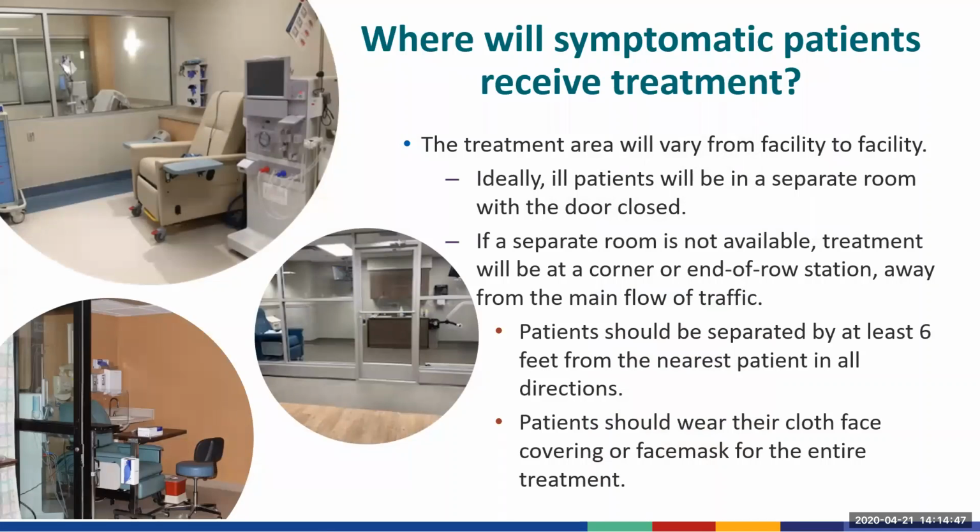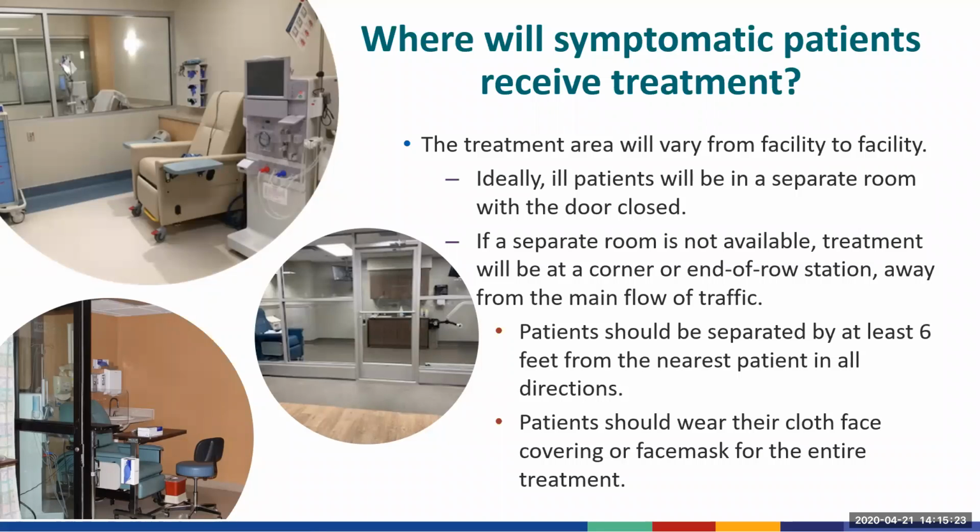As mentioned multiple times throughout this video, patients with symptoms should be wearing a cloth face covering or face mask and brought to their designated treatment area as soon as possible. Where symptomatic patients are placed for treatment will vary from facility to facility. Ideally, ill patients will be in a separate room with the door closed. However, if more than one symptomatic patient is present on a single shift, it makes it less likely that this is an option. If a separate room is not available, treatment will be at a corner or end of row station away from the main flow of traffic.